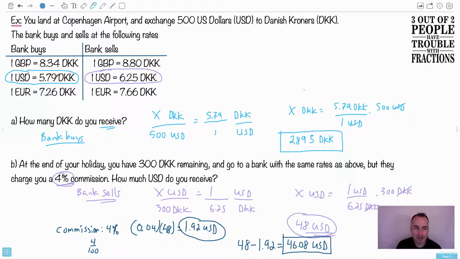So do you see how we've shown an example then? And this is very typical of what shows up on exams, something just like this, where you're converting money. There's also bank buying and selling, and we've also got something with commission. So this is something that looks just like what exams do.